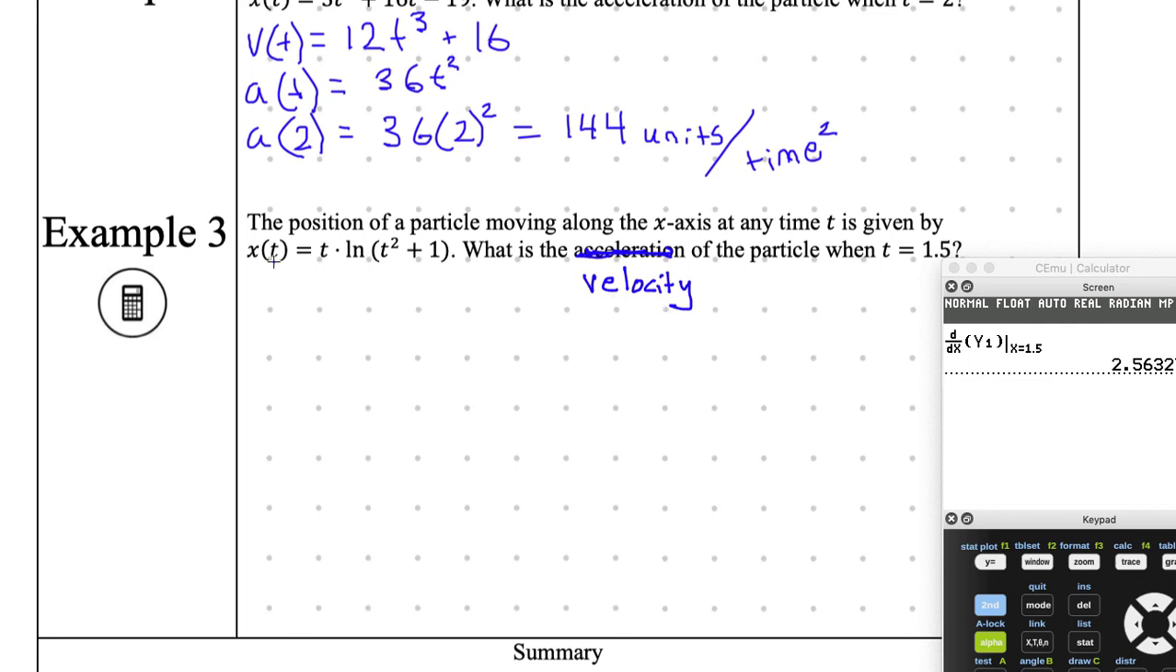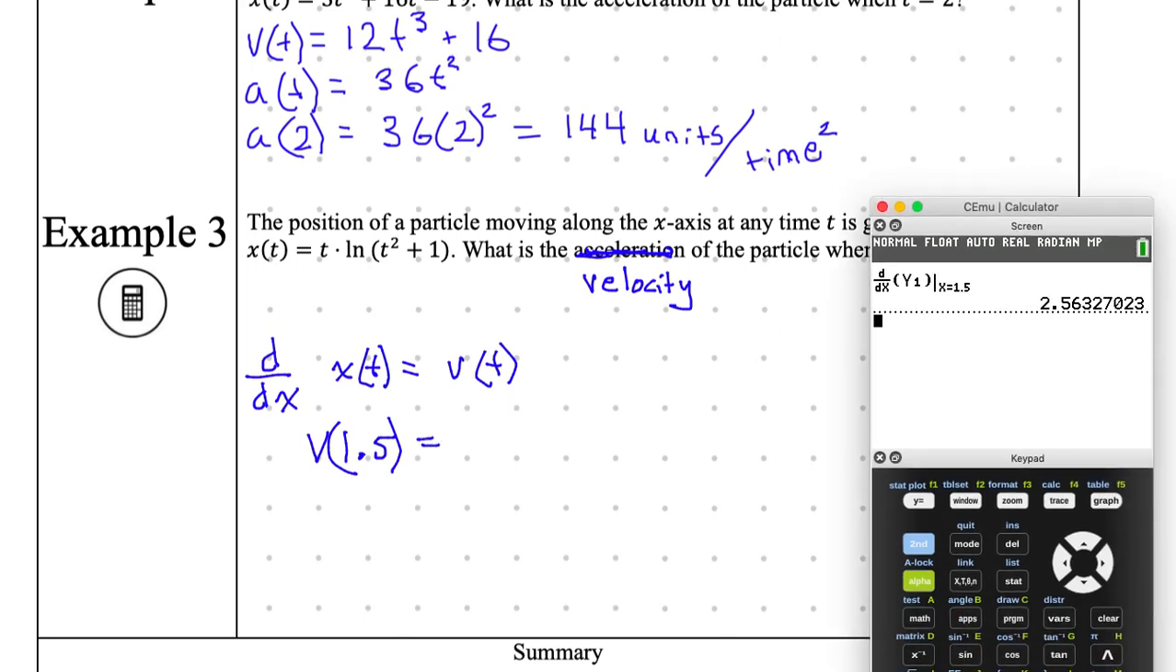So we took the derivative to get from position to velocity, and we can say that the derivative d/dx of x(t) is equal to v(t). And then therefore v(1.5), I'm just showing my work here. You don't have to do all this work. You can just write your answer out as long as you got it. v(1.5), and we got that right here, 2.563. And there are no units that we have to worry about, but it would be units per time.